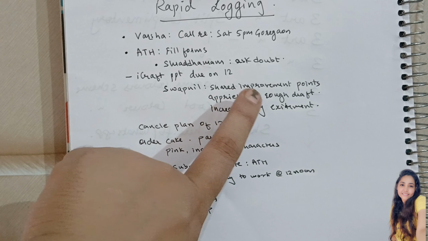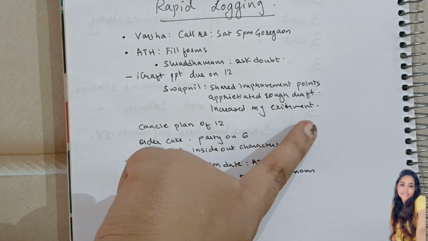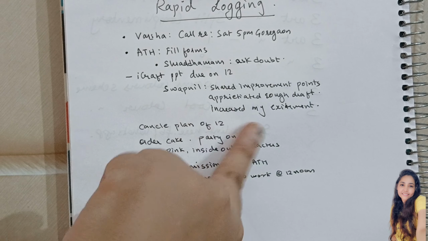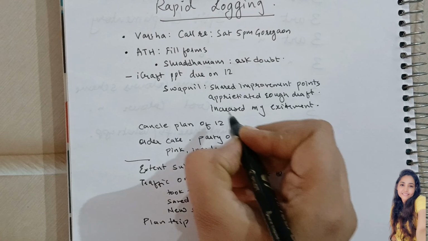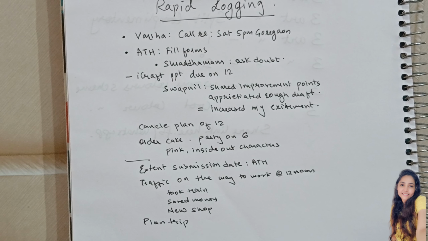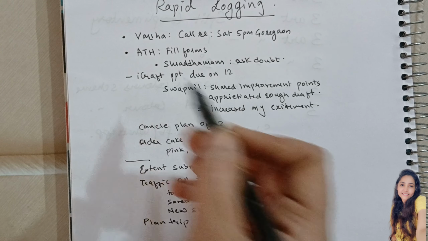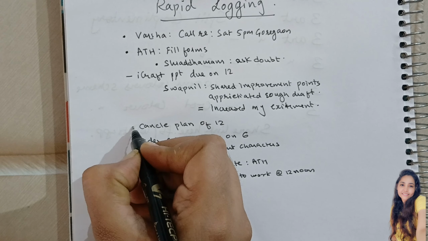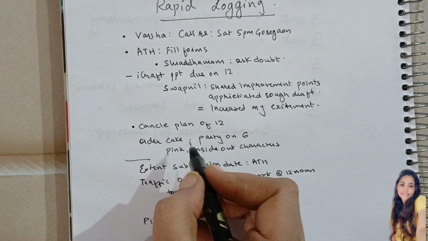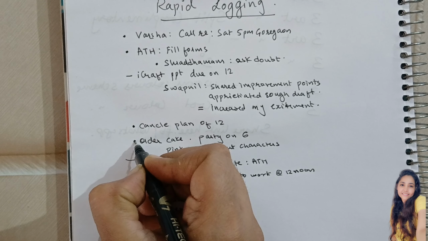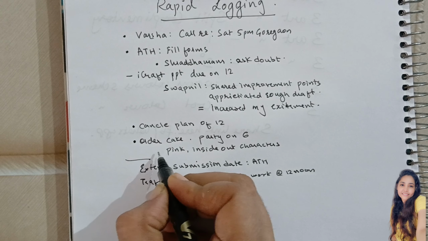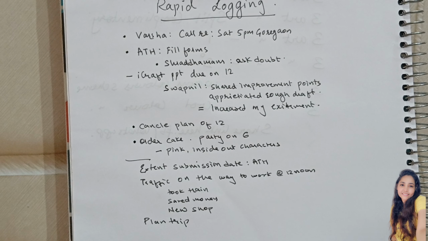Alright. So Apnal shared improvement points, appreciated rough draft and increased my excitement. So this is what? This is a kind of mood that I feel. Let's say it is not a note, it is not a task, it is talking about how I felt. Alright. Then cancel plan of 12th, because on 12th I have a PPT due. So again that will be a task. I have to order cake for party which is on 6th. This is the note. It should be pink. It should be inside out characters.